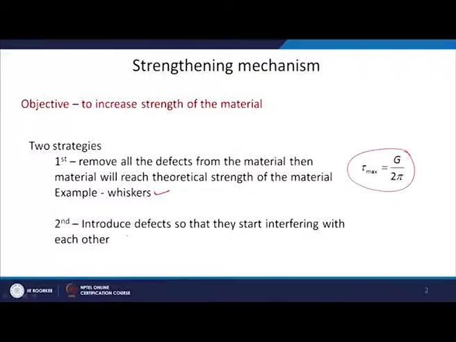Another way to do it, the second strategy, is that I introduce too many defects. If I am not able to remove them, let us introduce a large number of defects in the material so that they can start interacting with each other, they will start cutting down each other, and that will increase the strength. So, all the strengthening mechanisms are based on this second strategy: increase the number of defects, let them interact with each other, and thereby you can increase the strength of the material.